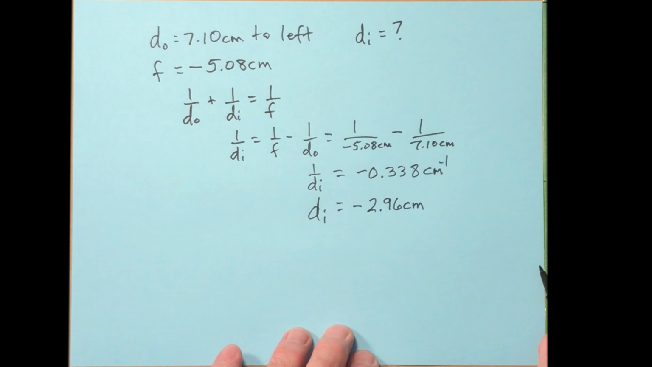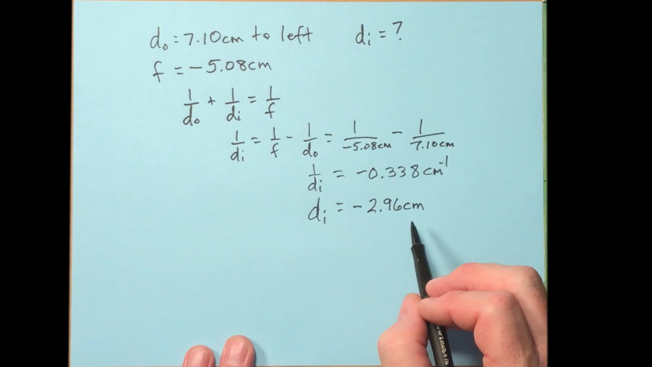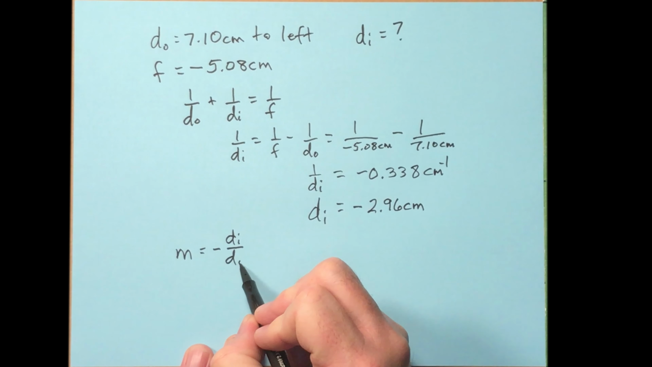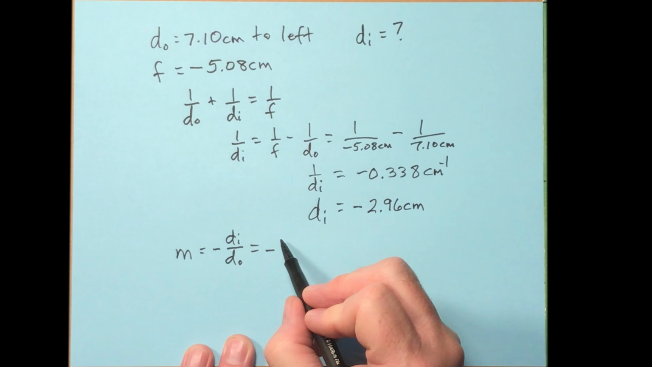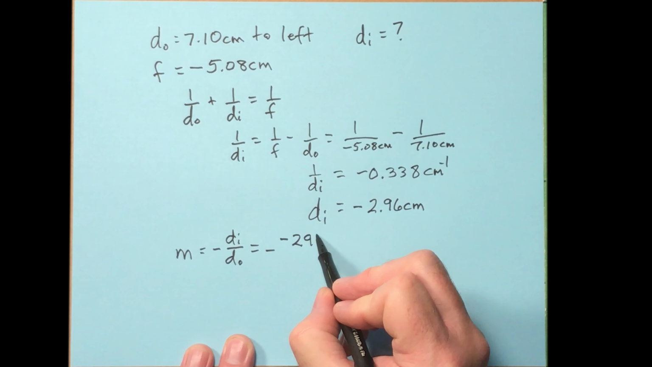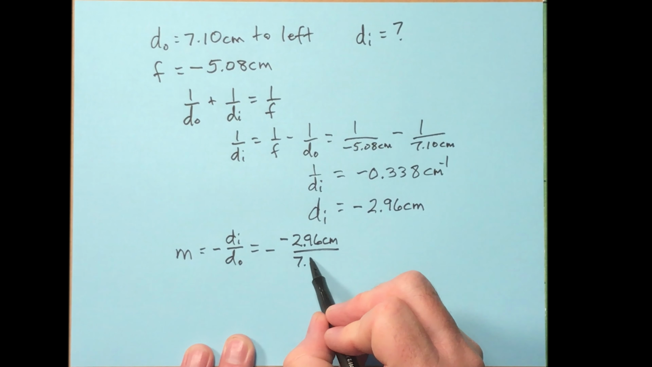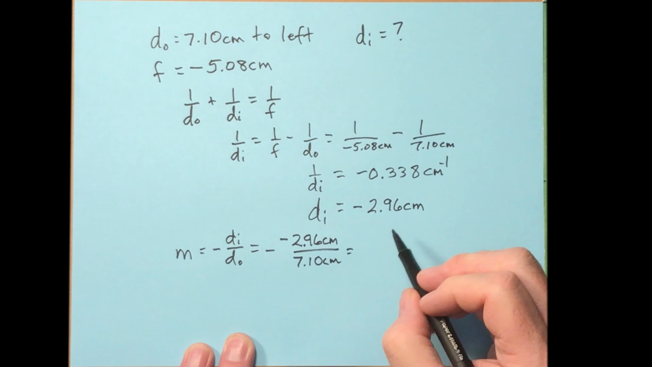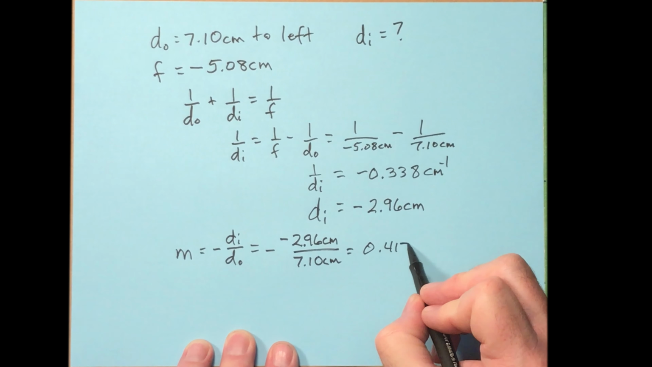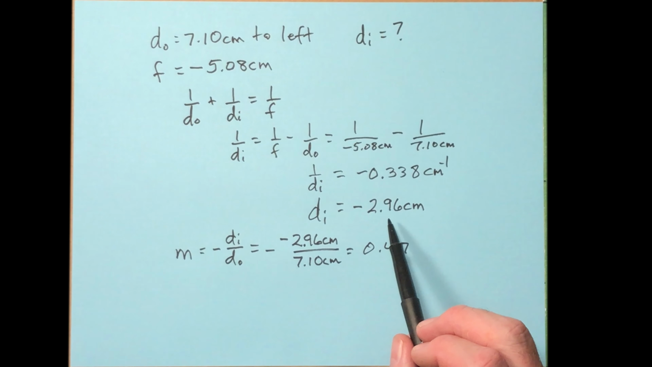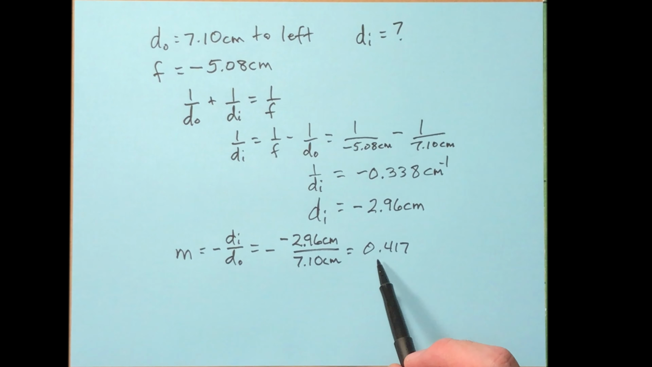2.96 centimeters. Okay, and we can figure out the magnification as well. Magnification is minus dI over dO, so that's minus dI, which is minus 2.96 centimeters divided by dO, which is 7.10 centimeters, and that turns out to be 0.417. The units cancel here. So what can we see here? We can see the image distance is negative. That makes it a virtual image. It is also reduced, and the fact that it's positive here indicates that it's upright.